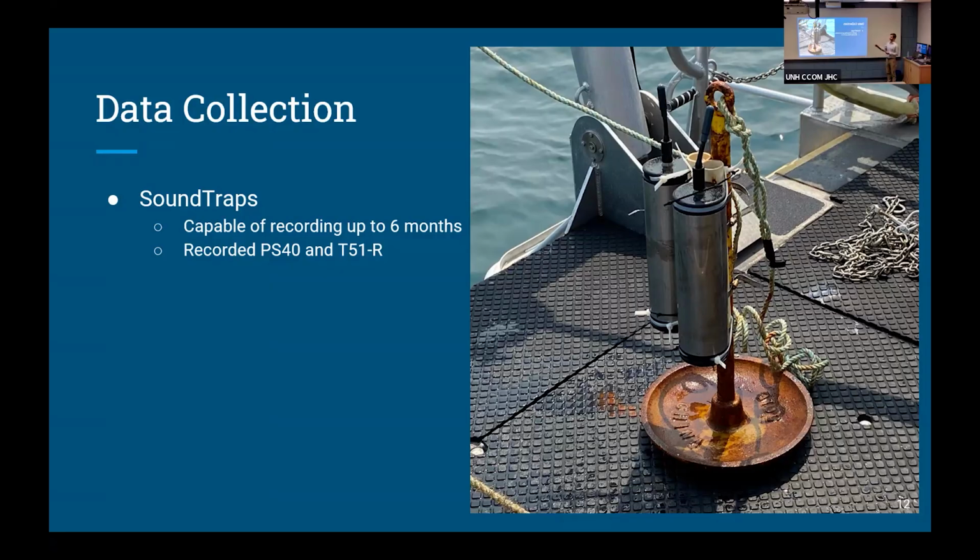What this image is essentially showing is the two cylinders, which are the hydrophones, attached to the anchor, which has rope attached to it. A buoy can be placed at the top of the rope so you know where it is, so you can retrieve it easily.